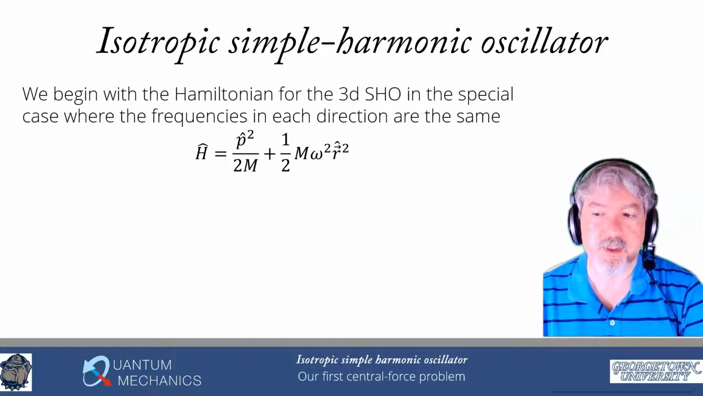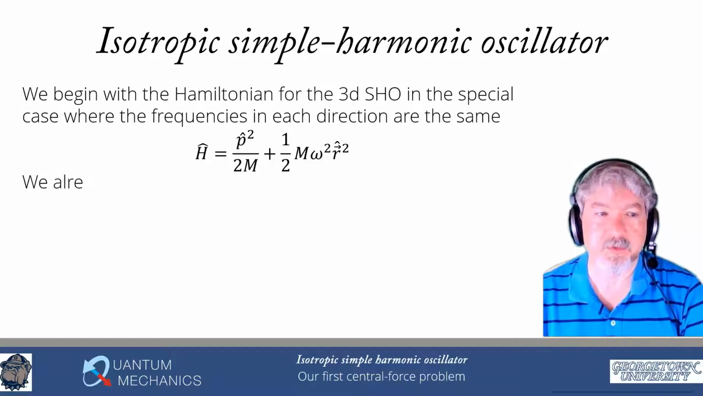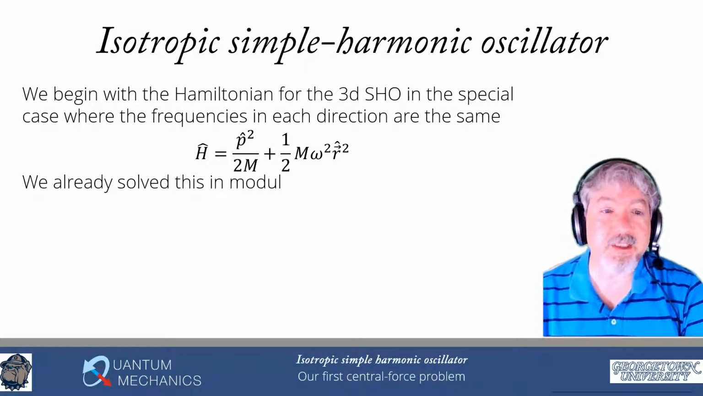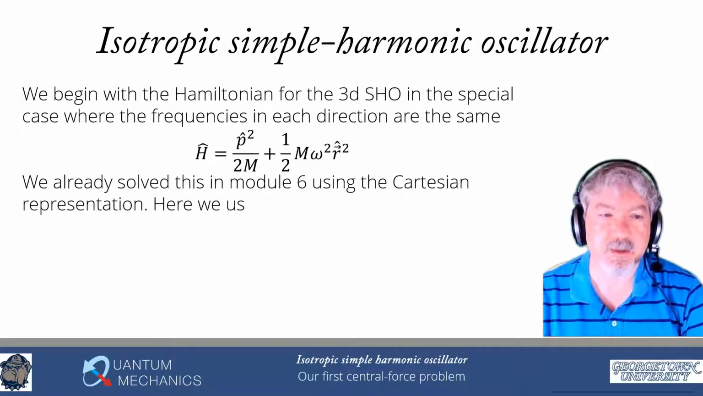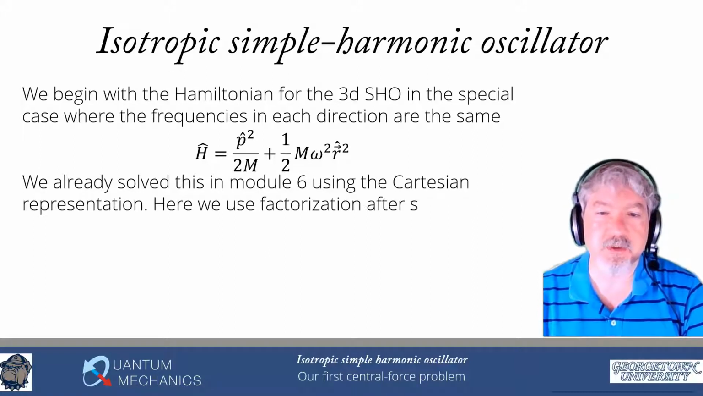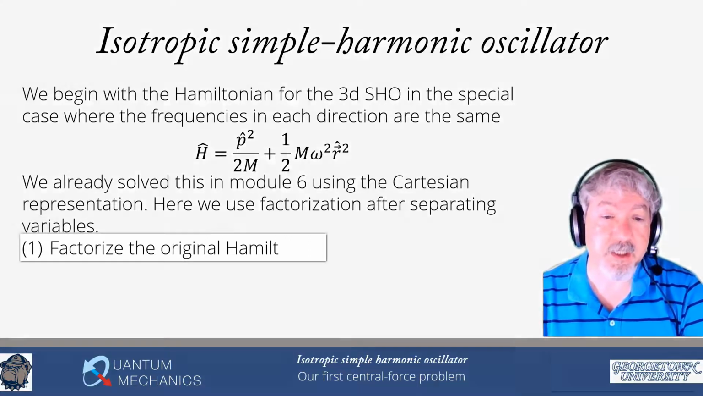We work with the radial component squared, and then we'll work with the radial momentum and the angular momentum using the separation of variables. Now, we already solved this problem in Module 6 using the Cartesian representation. Here we're going to be using factorization after we separate the variables, so we're going to be working in the radial and angular coordinates. And the strategy is the same as what we did before.